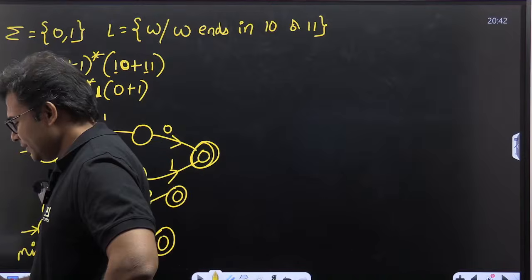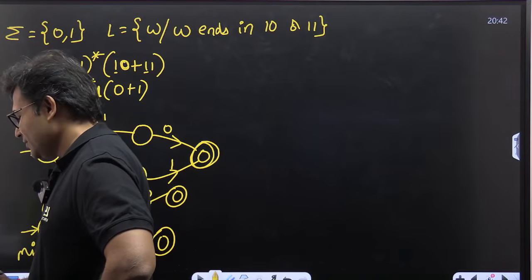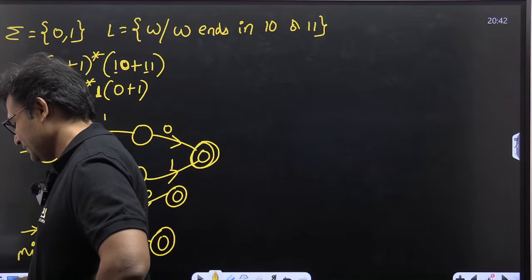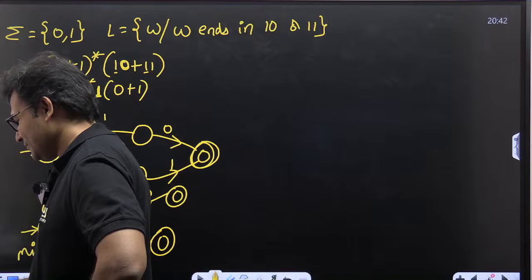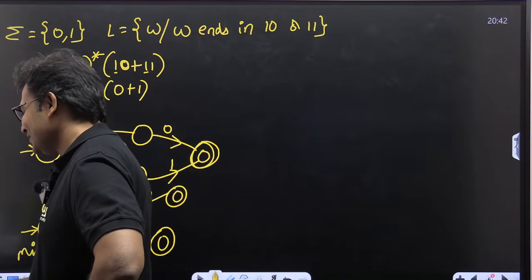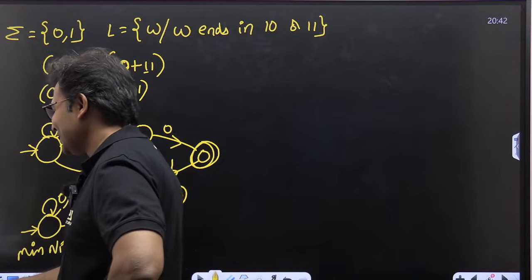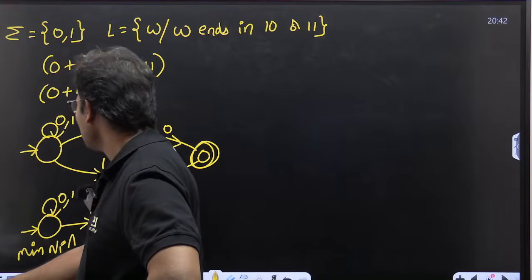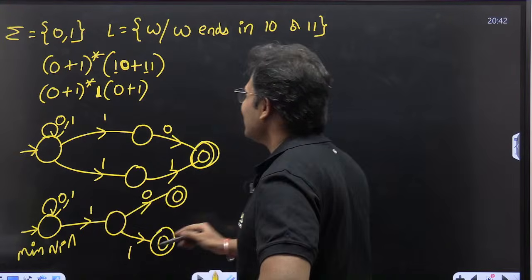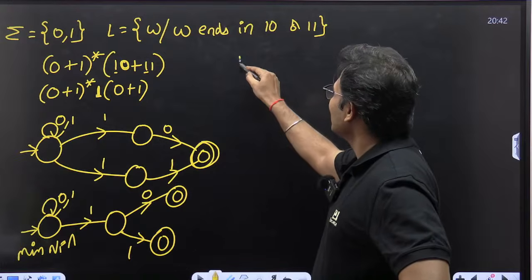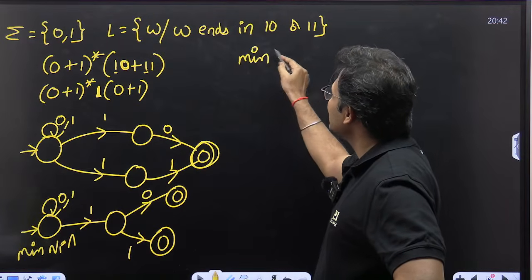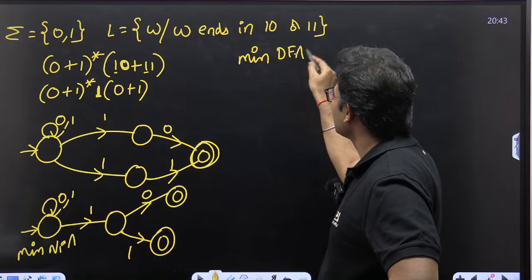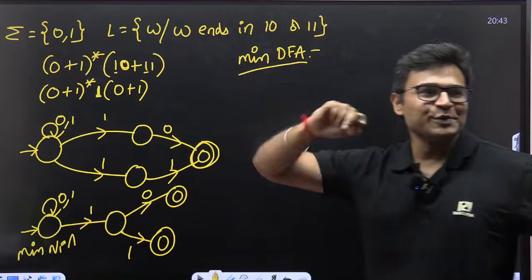Now you got it. Now everyone will say, oh, this is very easy. Cool. Now what about the minimal DFA? See, this is the minimal NFA, right? Now what about the minimal DFA?